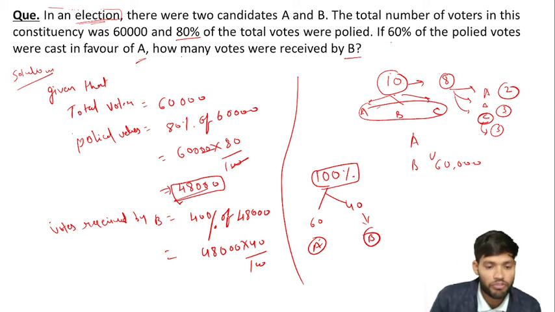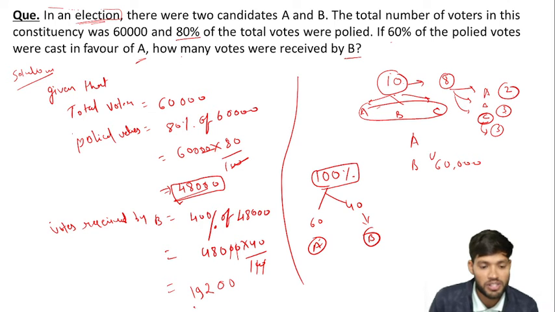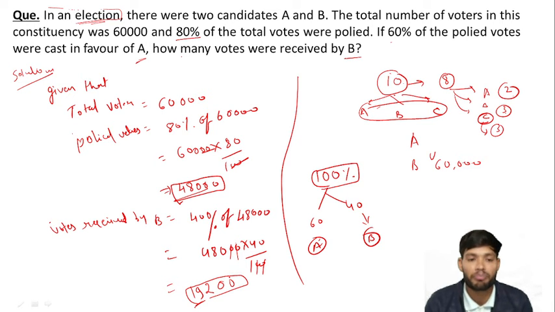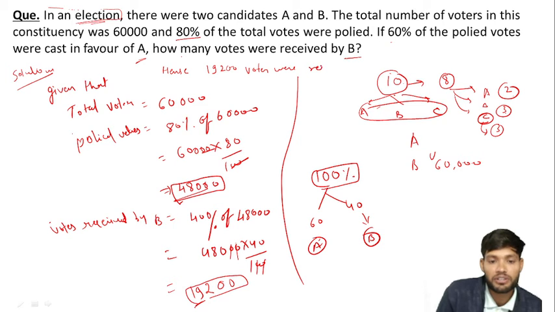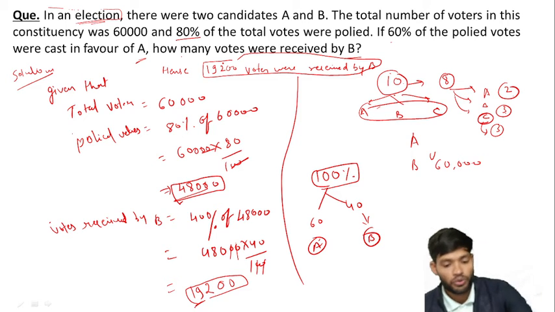So 40% of 48,000 gives 19,200. That means 19,200 votes will be cast in favor of B. Hence, 19,200 votes were received by B. Okay, is it clear? So now we have to go ahead.